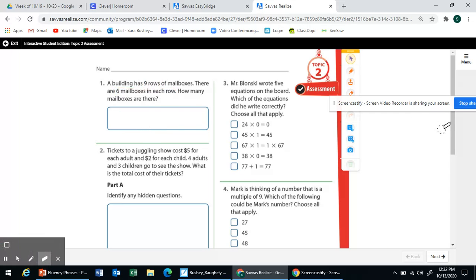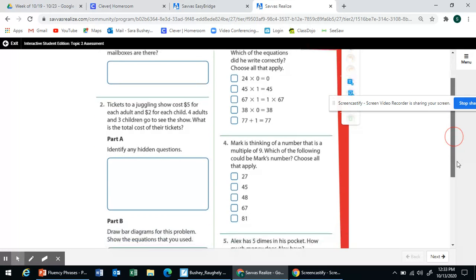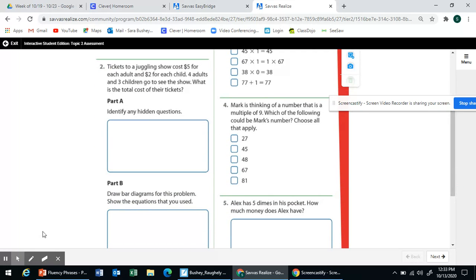Okay, let's begin. Question 2. Please follow along with your finger under the word tickets. Tickets to a juggling show cost $5 for each adult and $2 for each child. 4 adults and 3 children go to see the show. What is the total cost of their tickets?